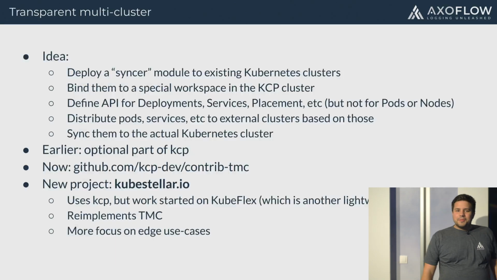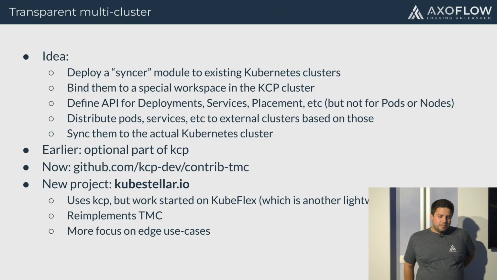So basically, that's the API export and bind feature in short. Then there was an integral part of KCP called transparent multi-clusters, which was about giving back the workload stuff to KCP, but not directly, instead with remote clusters. That means that you won't have resources like pods or nodes, but you will have deployments, services and so on.